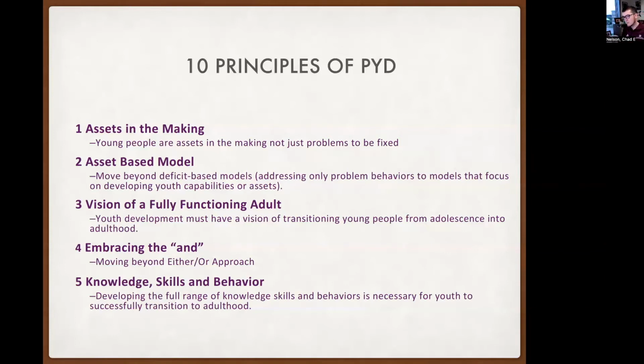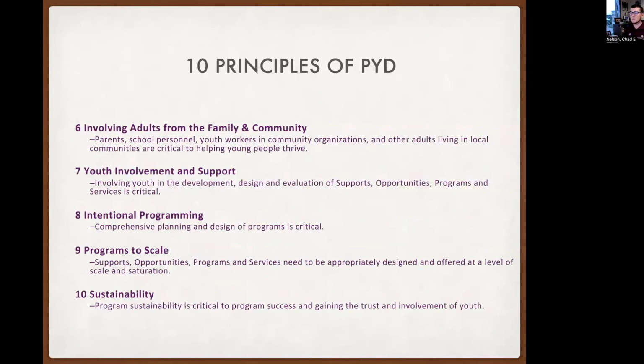Knowledge, skills, and behavior. Developing the full range of knowledge, skills, and behaviors is necessary for youth to successfully transition to adulthood. Going back to the pro-social intentional process, your intentionality behind developing knowledge, skills, and behavior is implemented into that program, and those are things we'll discuss as you go through the program. But again, this is to outline the 10 principles of PYD. Involving adults and the family and community.